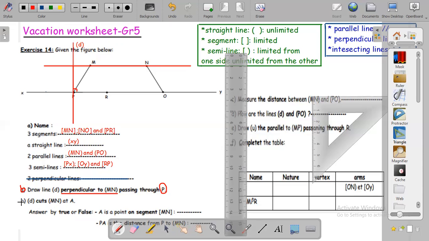Now, D cuts MN at A. It means they meet at A. Here is the line D and here is the line MN. They meet here. So here is the point A.